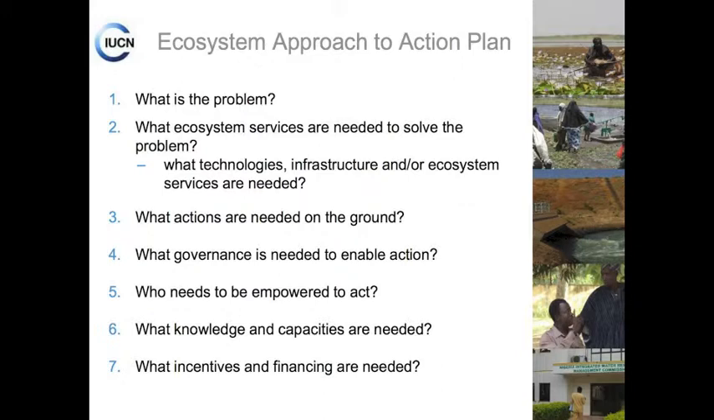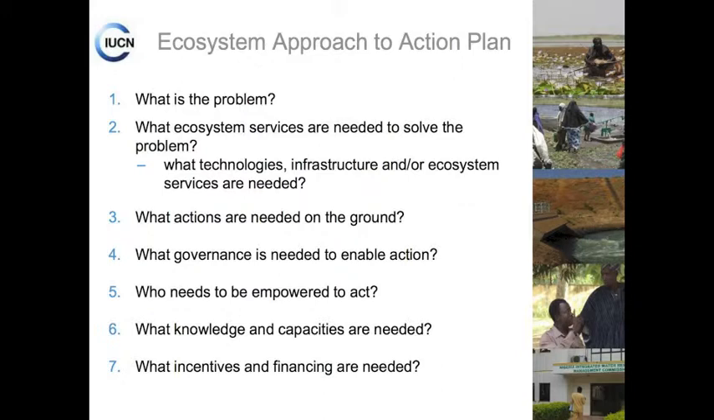The second question is, what ecosystem services do we need to solve a certain problem? So if a downstream wetland is drying out and the fishery that local communities rely upon is being degraded, what are the services that we need to bring to bear to help solve that problem? And those services can comprise technologies, they can comprise infrastructure that we would build, or they can provide ecosystem services. Remember I said in the ecosystem approach, let's think about nature, at least on one hand, as a set of tools with which we can try and address certain sets of problems.